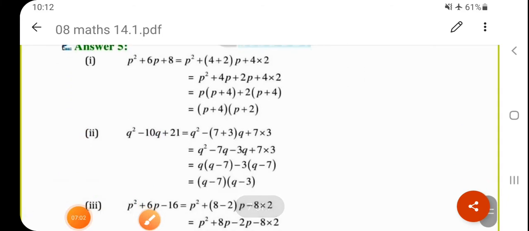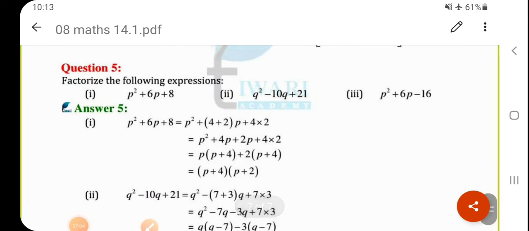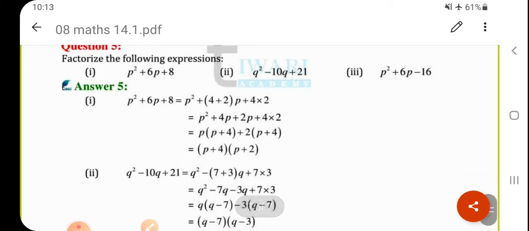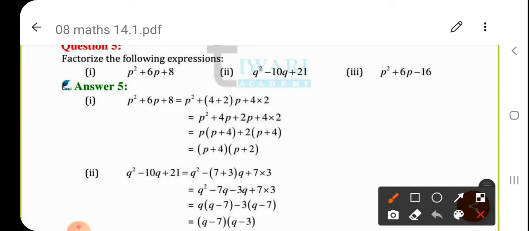Fifth question, factorize the following expressions. So here you have to use the logic of your own. p square plus 6p plus 8. Here how to expand 6p, that is the middle term. Find out the middle term and split the middle term.